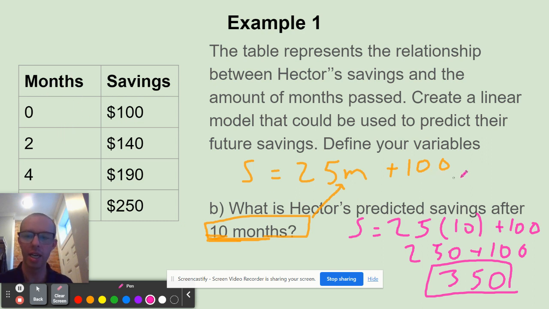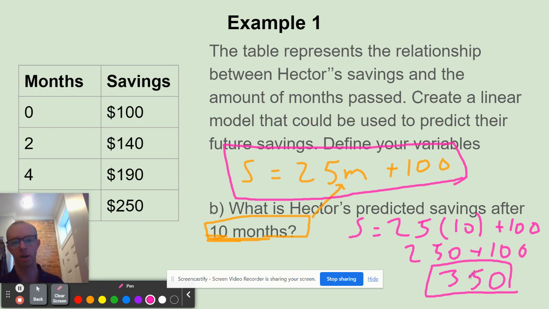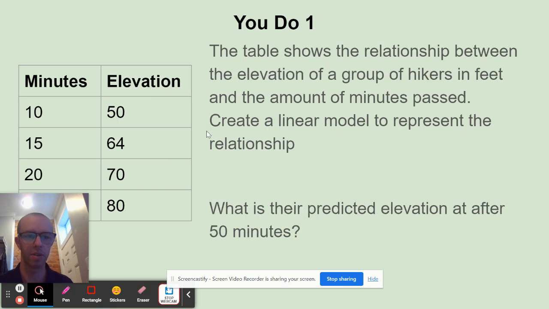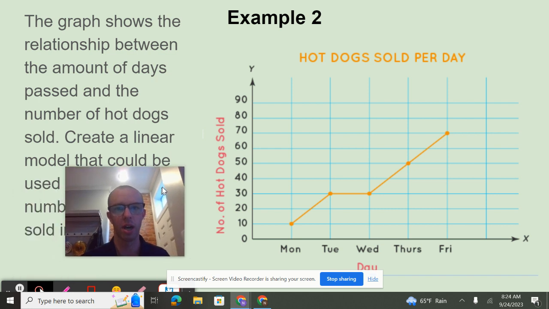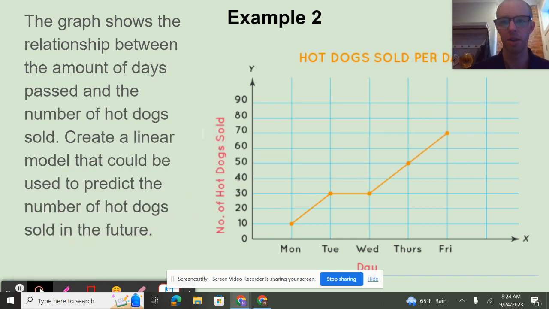We created a linear model by solving for the average rate of change. Then we input a 10 into our function, and we estimated that after 10 months, he'll have $350. Again, we're going to skip the UDO. There's a little bit of a typo in there that I don't really want to dive into. And we're going to hop right to example 2.